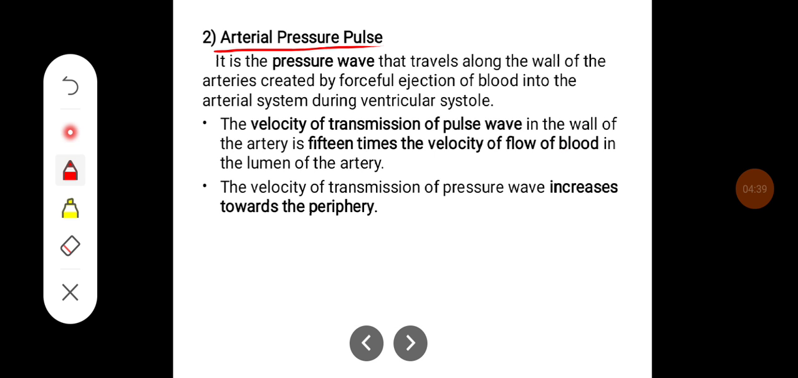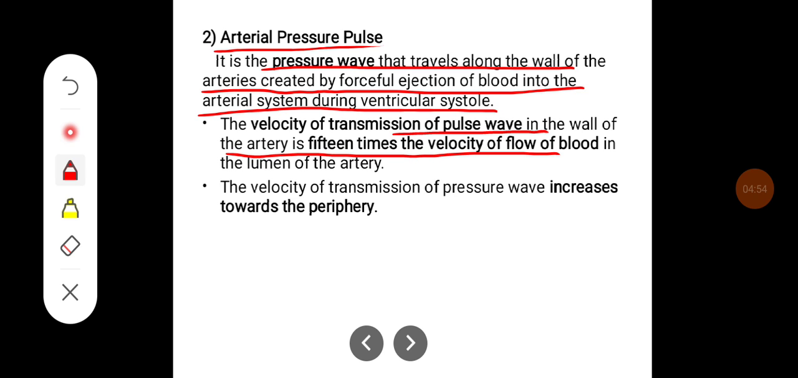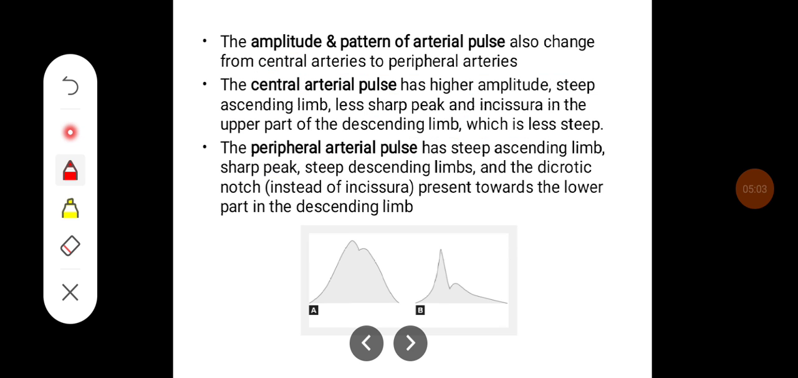Arterial pulse pressure. Pulse is the pressure wave that travels along the wall of the arteries, created by the forceful ejection of blood into the arterial system during ventricular systole. The velocity of transmission of the pulse wave in the wall of the artery is 15 times the velocity of flow of blood in the lumen of the artery. The velocity of transmission of the pressure wave increases towards the periphery. The amplitude and pattern of the arterial pulse also change from central arteries to peripheral arteries.